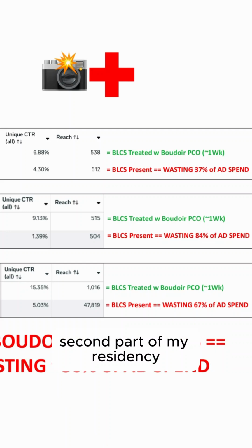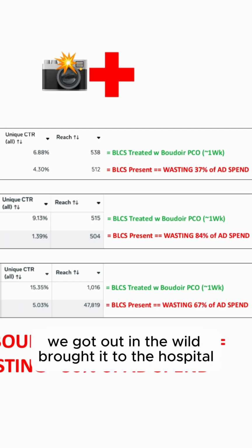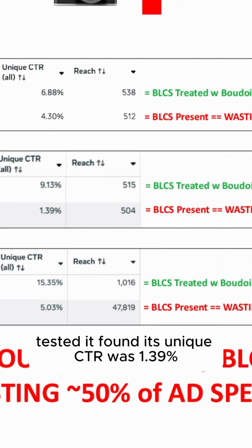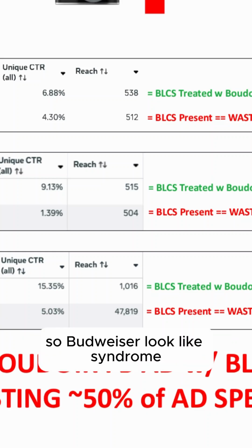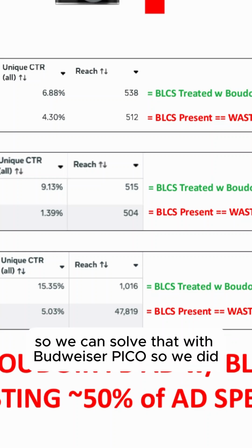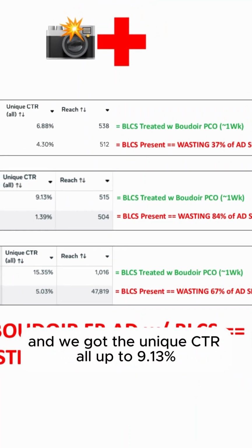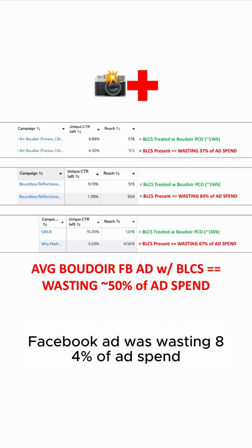Second part of my residency, I found a second Boudoir Facebook ad out in the wild, brought it to the hospital, tested it, and found its unique CTR was 1.39%. So unique CTR under 6%, we know that BLCS, Boudoir low click syndrome, is present. We can solve that with Boudoir Pico, so we treated it. It took about a week, and we got the unique CTR up to 9.13%. So we found out the original Boudoir Facebook ad was wasting 84% of ad spend.